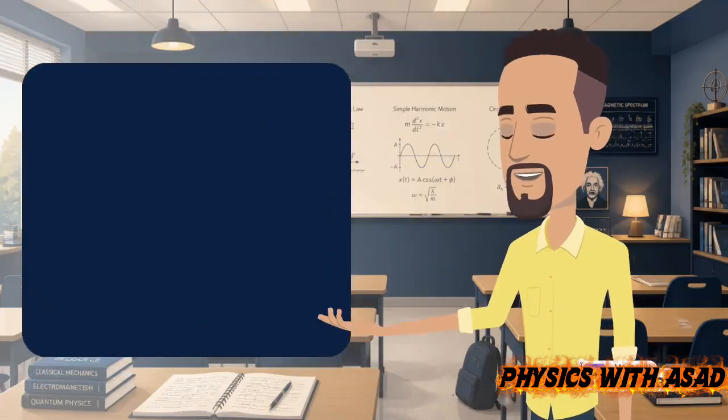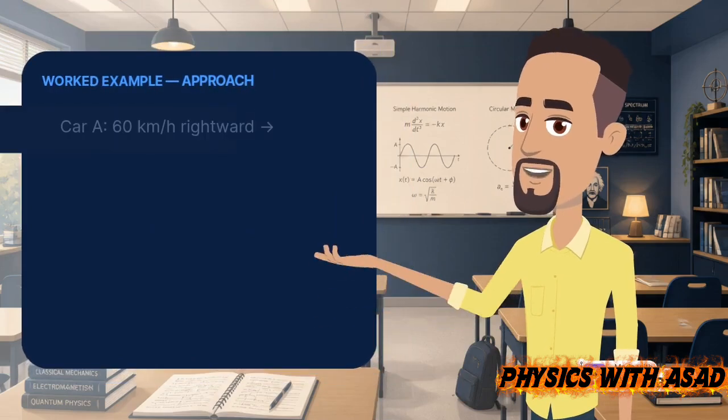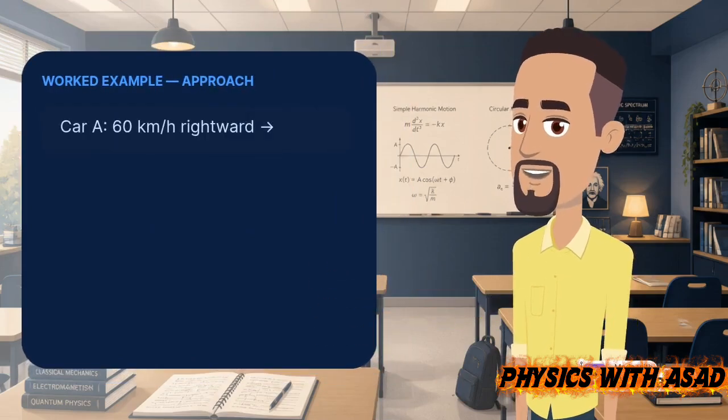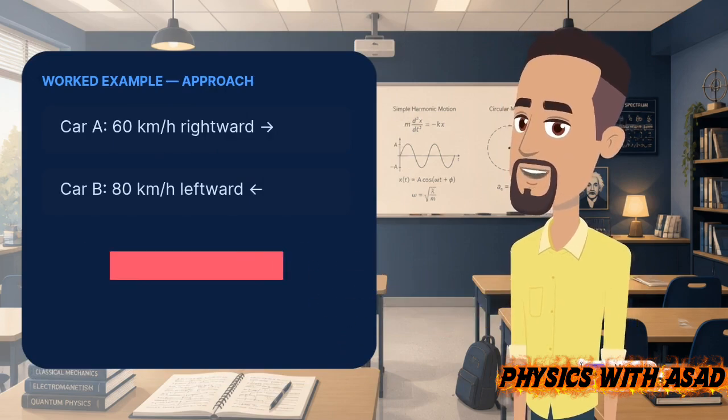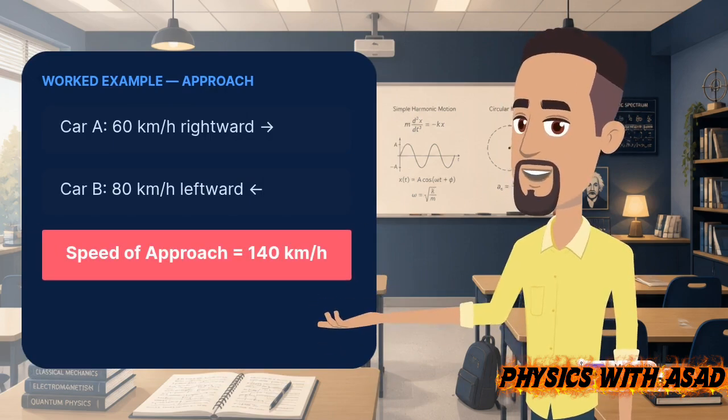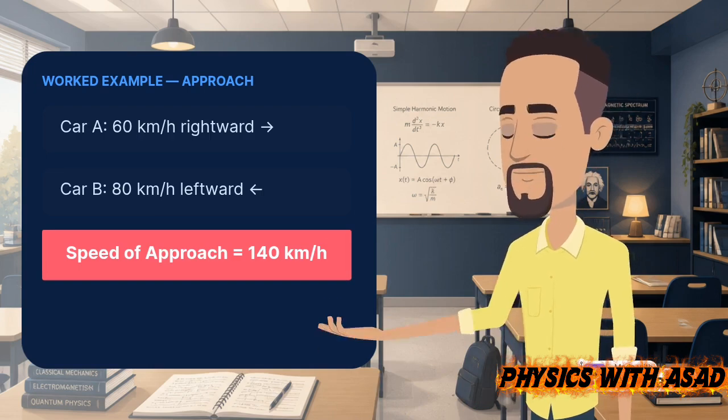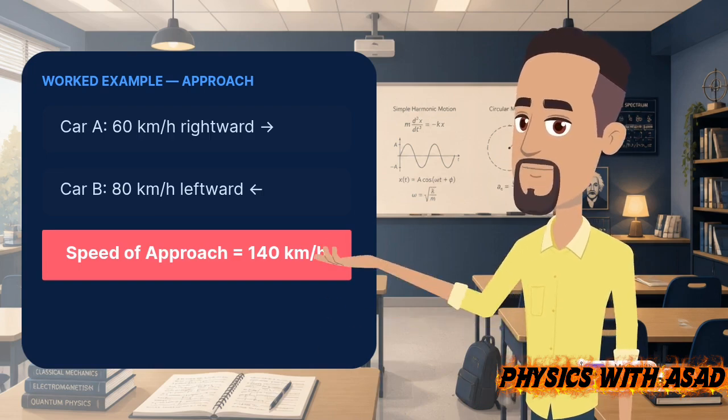Let us solve a numerical example. Car A moves right at 60 km per hour. Car B moves left at 80 km per hour. The speed of approach is 60 plus 80, 140 km per hour. They close the gap at 140.